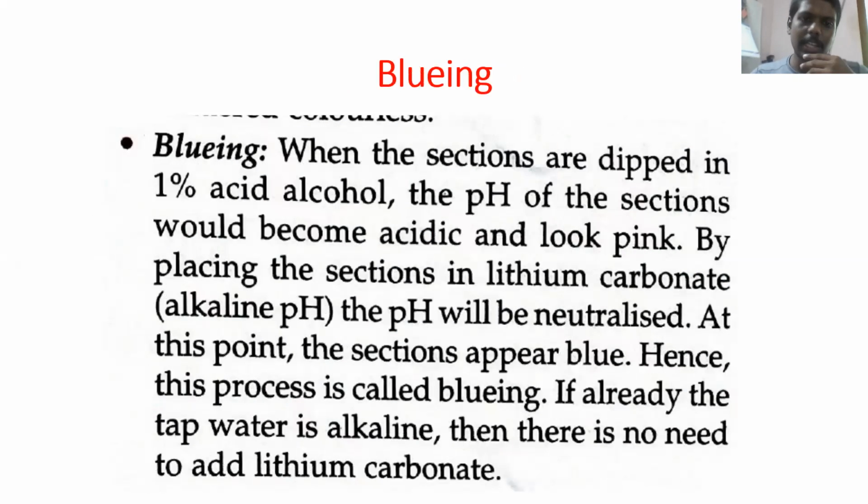Then bluing, as I said, we need to regain the original pH of the cytoplasm of the cell. That can be done by suspending the tissue in a saturated lithium carbonate solution. By suspending in the saturated lithium carbonate solution, which has an alkaline pH, they can regain the alkaline pH of the cytoplasm back to the cell. So this is called bluing.